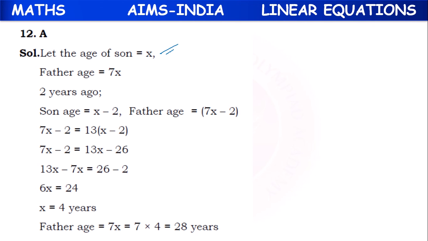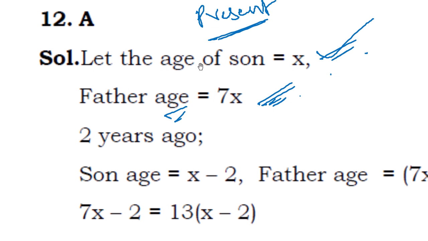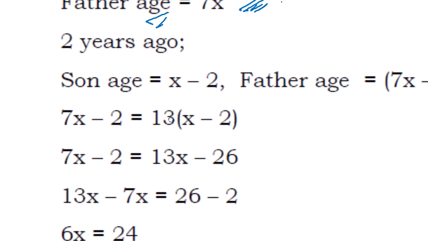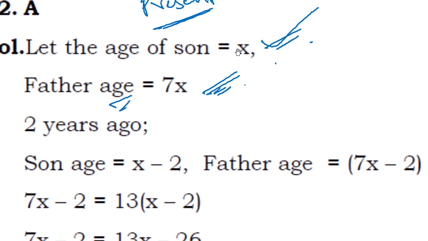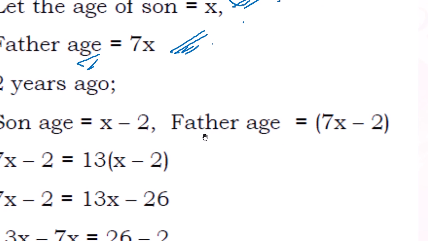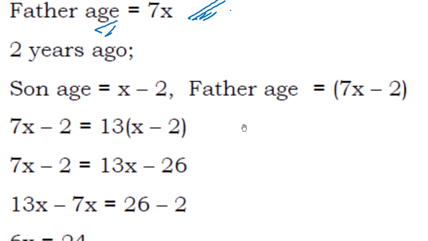Let the age of son be x. Then father's age will be 7x. This is at present. If the age of son is x, father's age will be 7x. 2 years ago, what happens to son's age? At present, he is x years old. 2 years back, x minus 2. Father's age at present 7x. 2 years back, 7x minus 2.